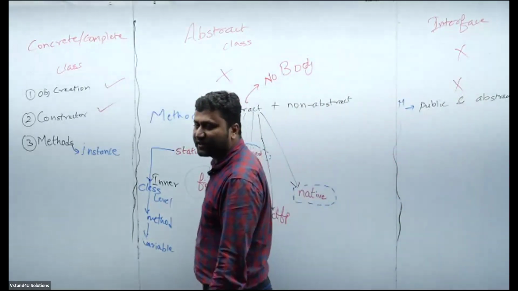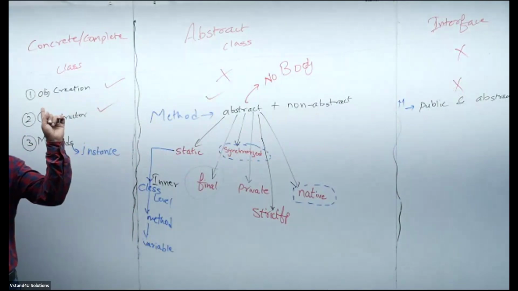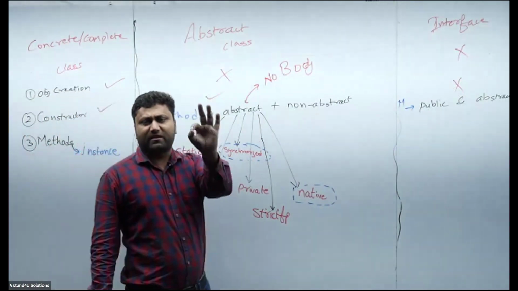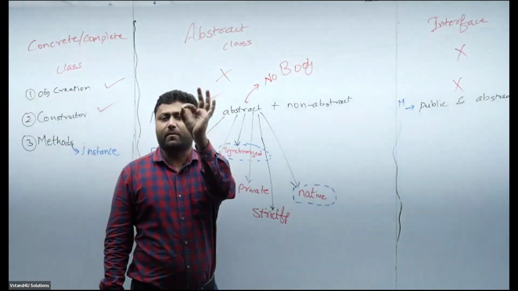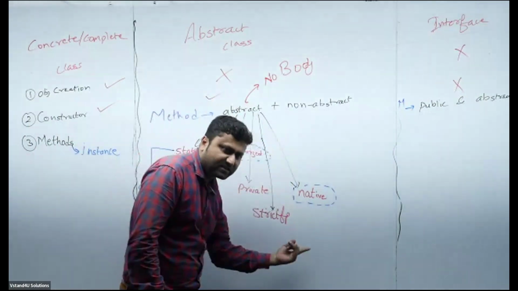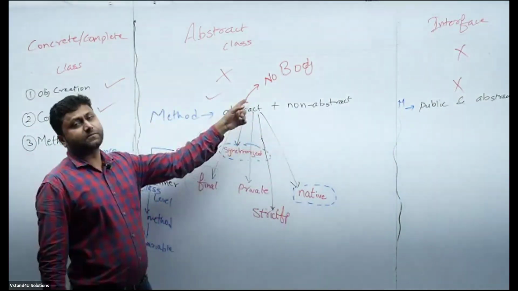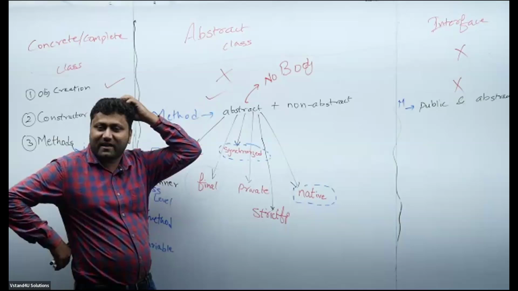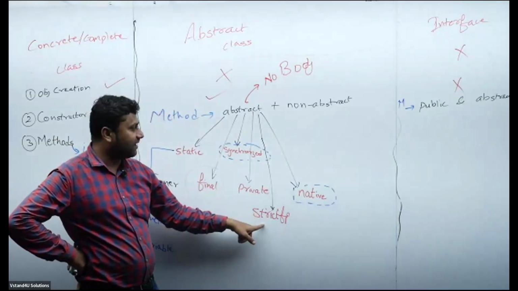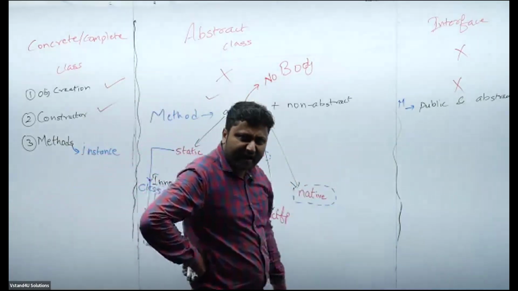Second, strictfp. What does strictfp mean? Across all platforms, the output of the method body remains the same with respect to the number of digits after the decimal. That is strictfp. Abstract says no body, so forget about output being the same or not. Am I clear? Next, native.